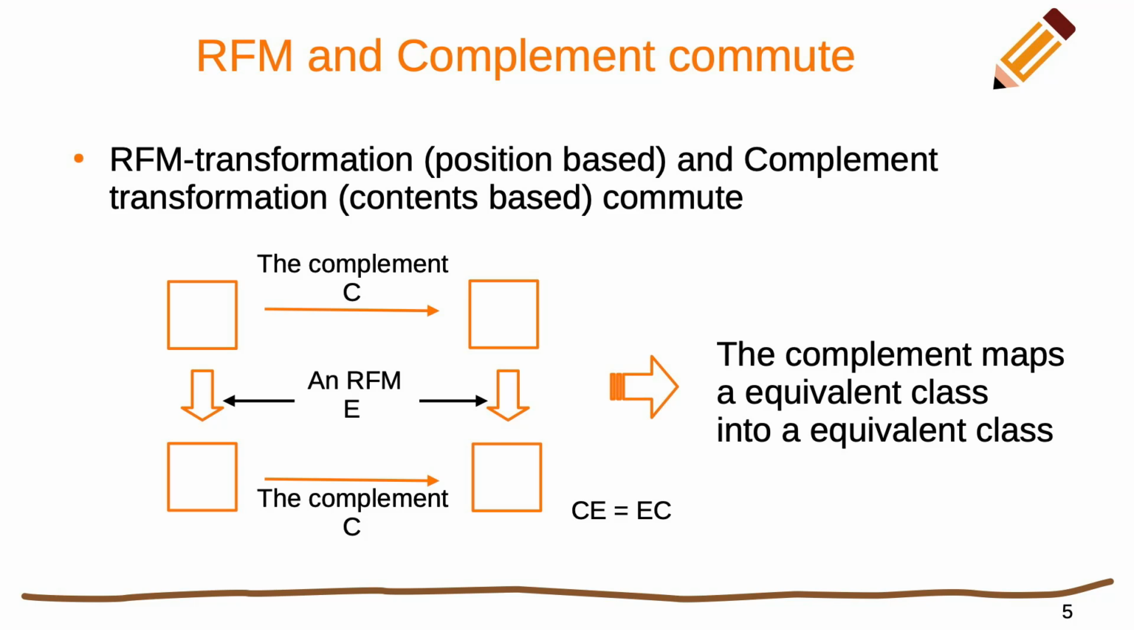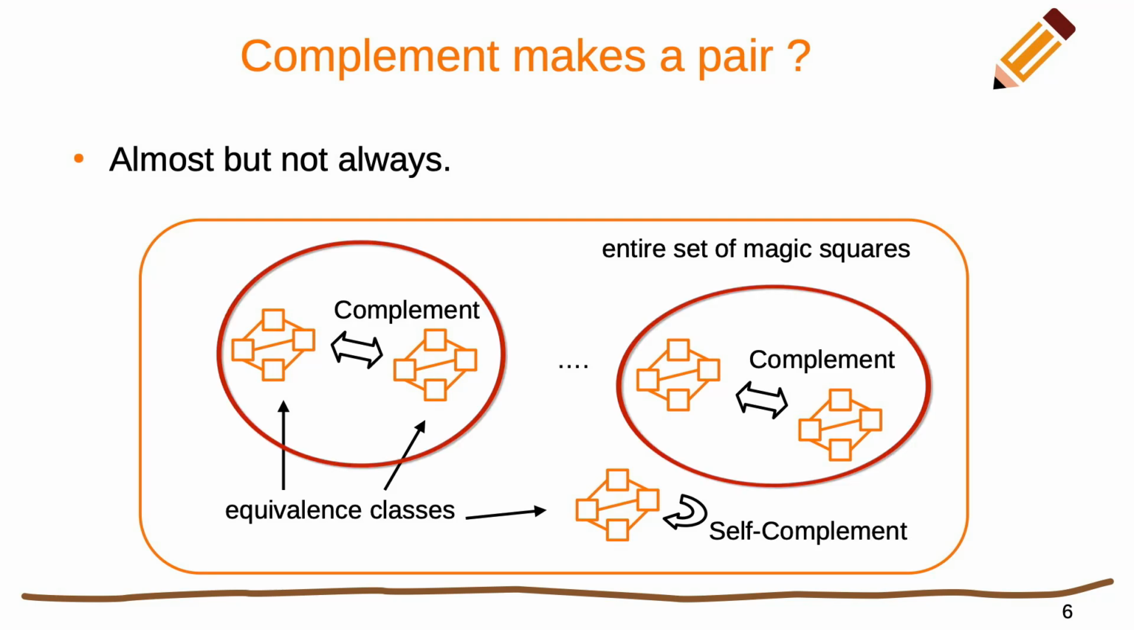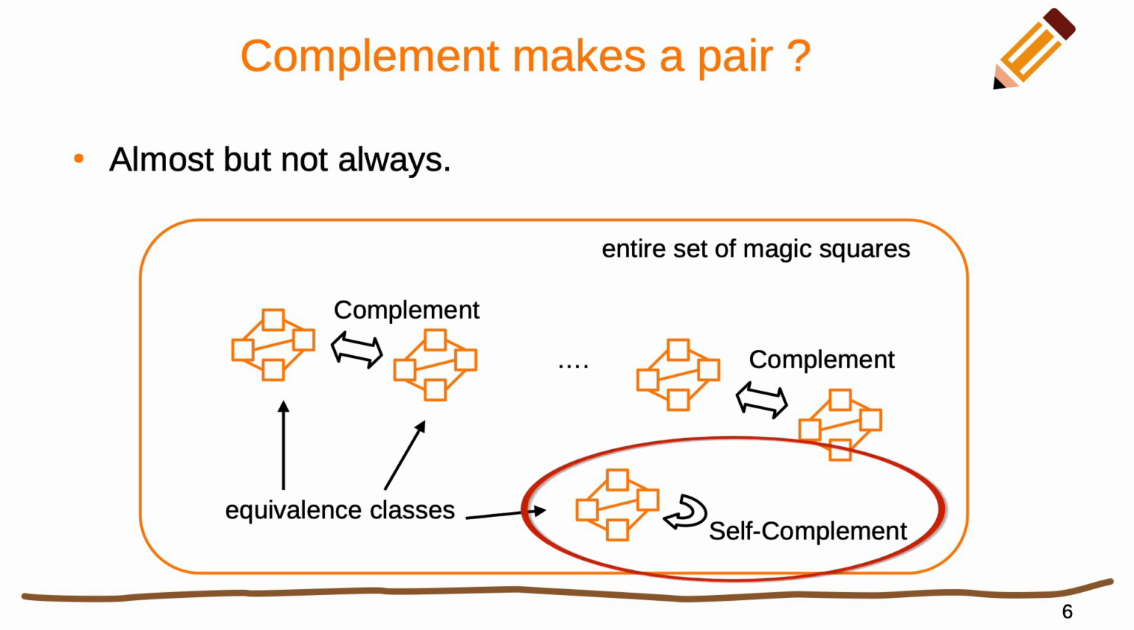This property leads to an important lemma. The complements of two equivalent magic squares are themselves equivalent. Therefore, the complement transformation always maps an equivalence class of magic squares to an equivalence class. Moreover, since the complement transformation is reflexive, it defines pairs of equivalence classes, except in cases where the complement of a class is identical to the original class.